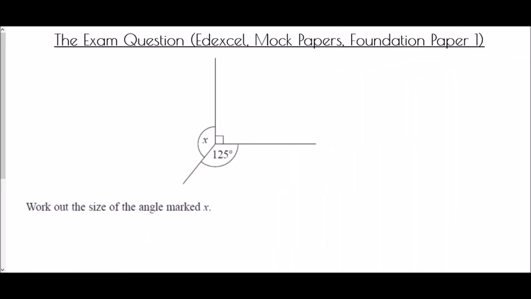And so we end with the exam question. This one came from the Edexcel mock papers, and it was on foundation paper 1. And we're asked to work out the size of the angle marked X. And so in this case, one thing we need to just be aware of here is what this little square means. If we see a little square, that means that it is 90 degrees. It's a right angle. And so that one is 90 degrees.